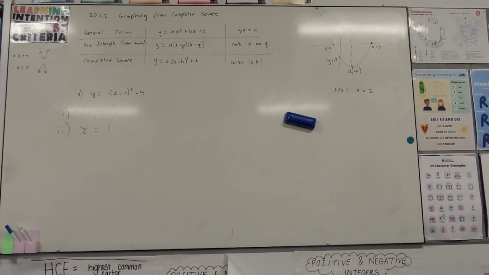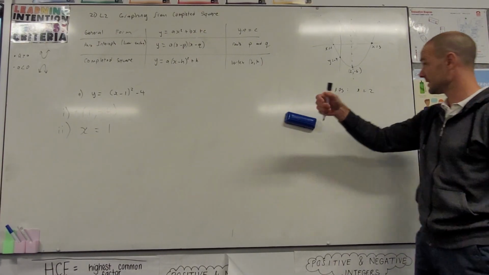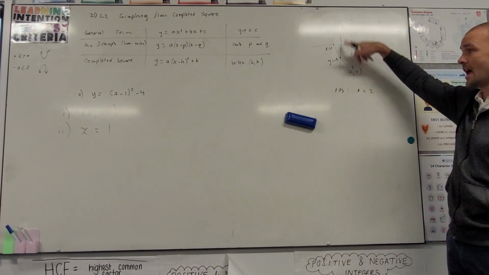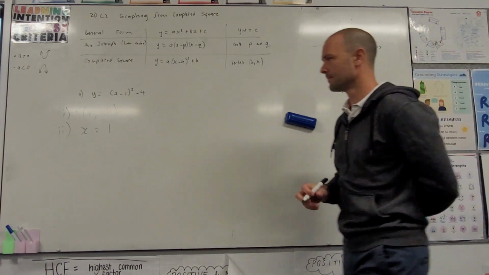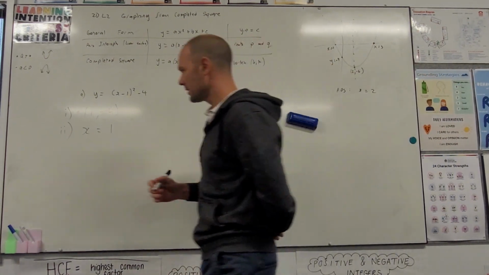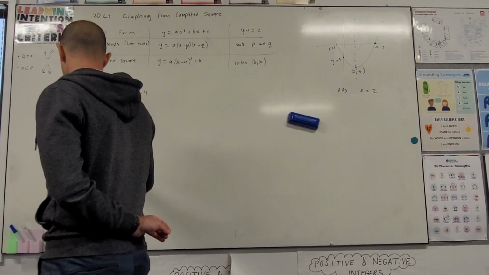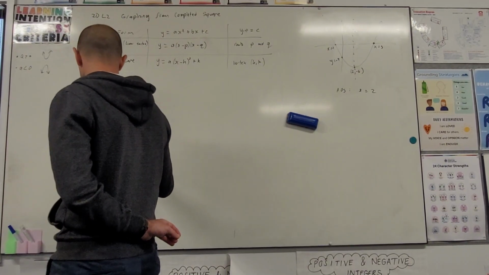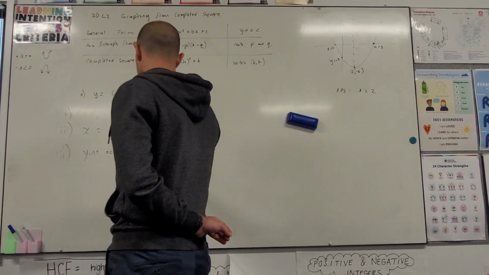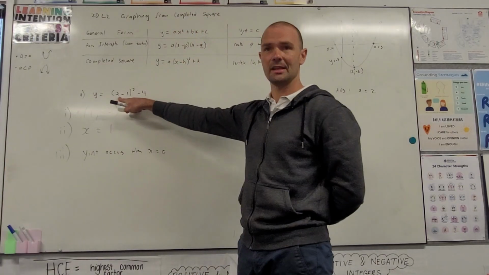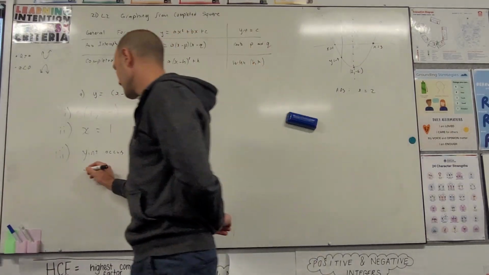Okay, part 3, find the axis intercepts. This means the x-axis intercepts, where it crosses the x-axis, and the y-axis intercepts. So let's do the y-intercept first. For part 3, we'll say y-intercept occurs when x is 0. So we're going to put x is 0 into this equation.